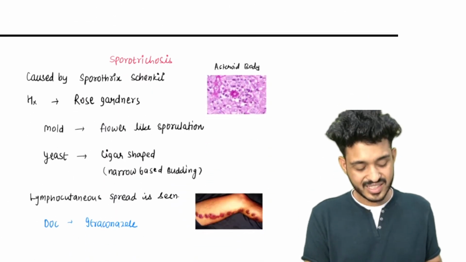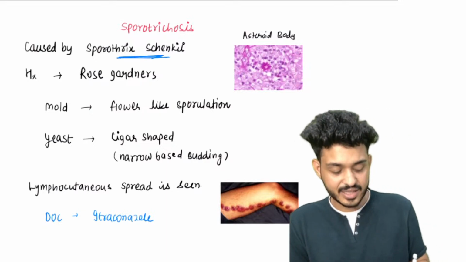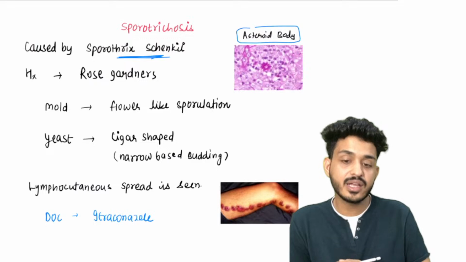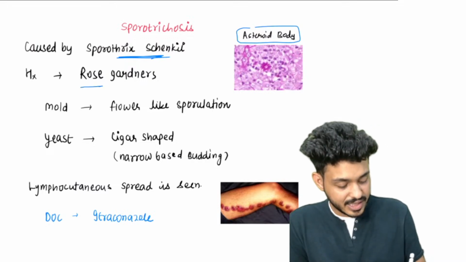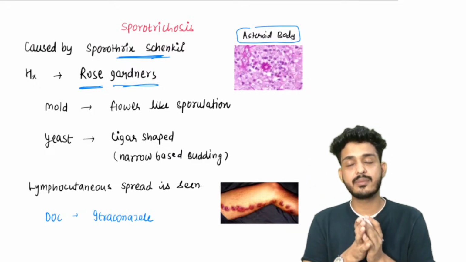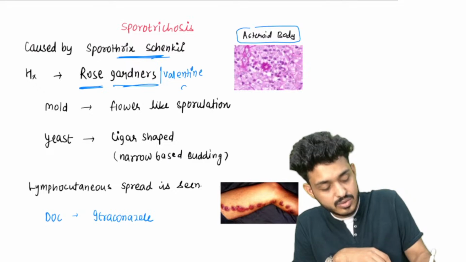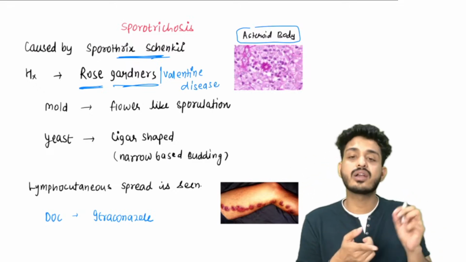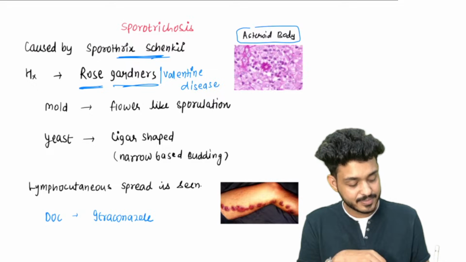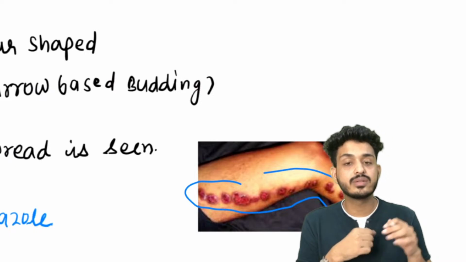Look here, Sporothrix, the important points we need to discuss. It is caused by the organism Sporothrix schenckii. You will find asteroid bodies, and there will be a history of rose gardeners. This is also known as Valentine disease. Around Valentine's, people who pick flowers get pricked by thorns, that is why this disease occurs. The spread will be lymphocutaneous, around the drainage of lymph nodes, and cutaneous means skin is involved. This is a subcutaneous disease.